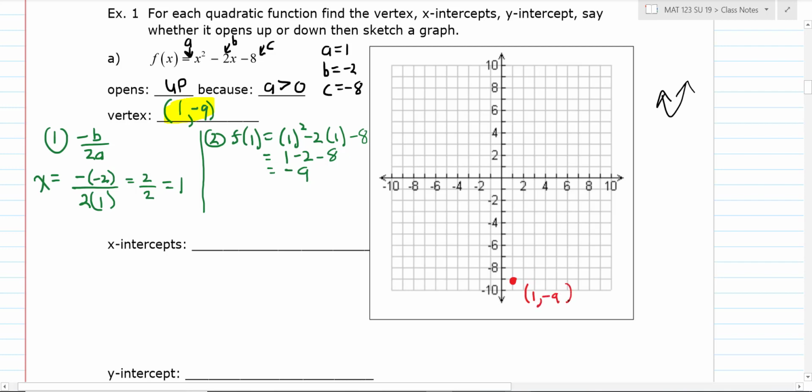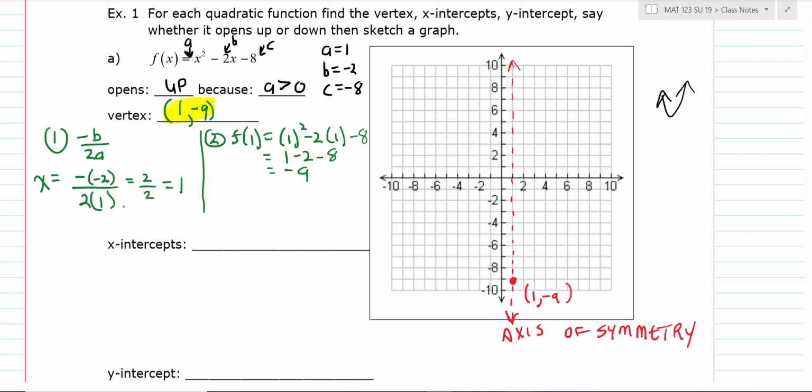All right, now this parabola opens upwards, so another thing you can do, you don't have to do this, but we call this the axis of symmetry. And the axis of symmetry, what that is, that's a vertical line that just divides the parabola in half, okay?